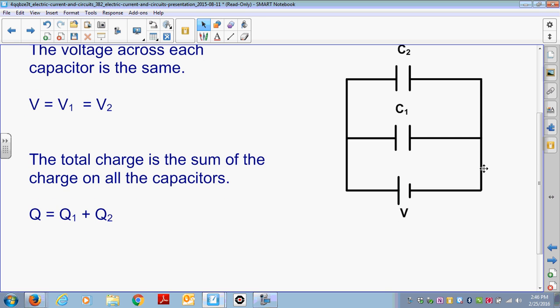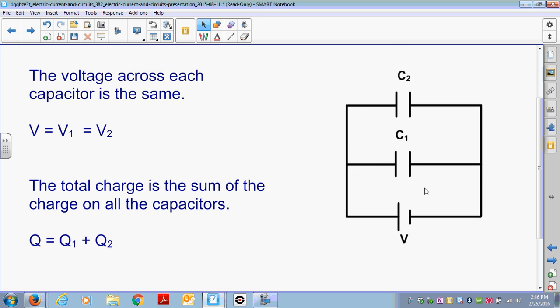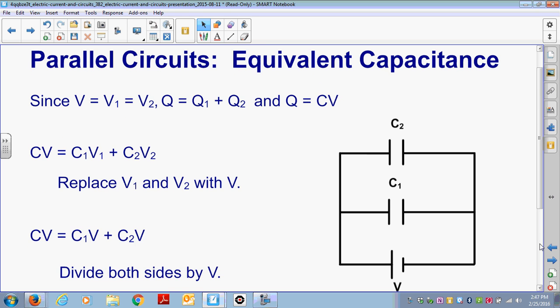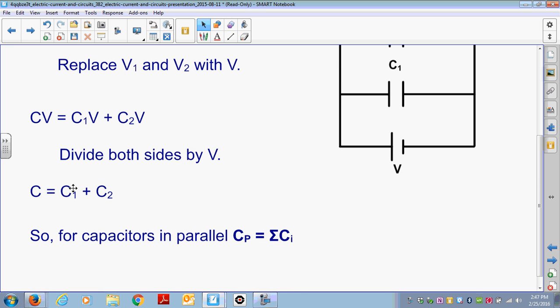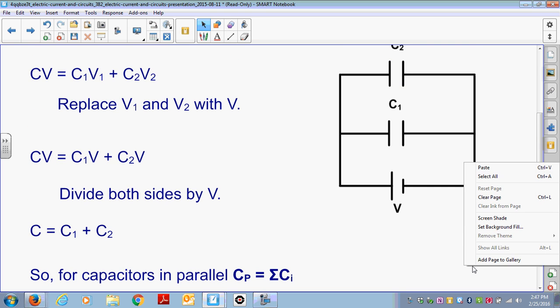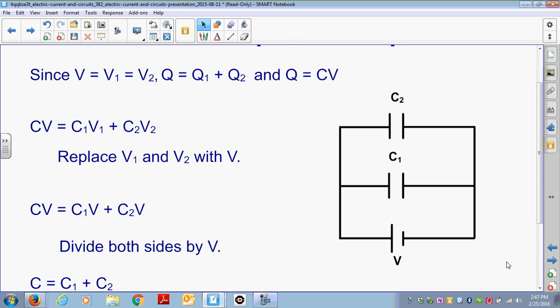The charge will add up because here we're going to have Q1, which is equal to C1V, and this is going to be Q2, which is going to be C2V. Since V is the same for both capacitors, we can replace the charge Q with CV. Notice that if we divide through by V, we get the total capacitance, which means that we add up the capacitance when the capacitors are wired in parallel. Notice that this is the opposite of resistors wired in parallel.